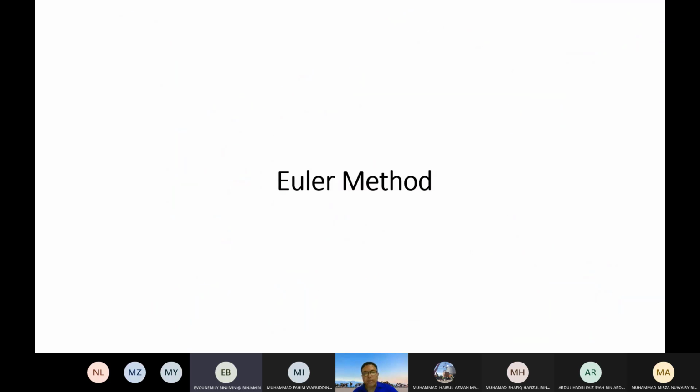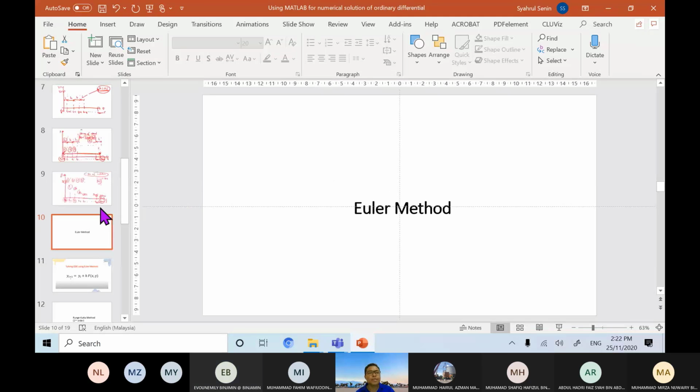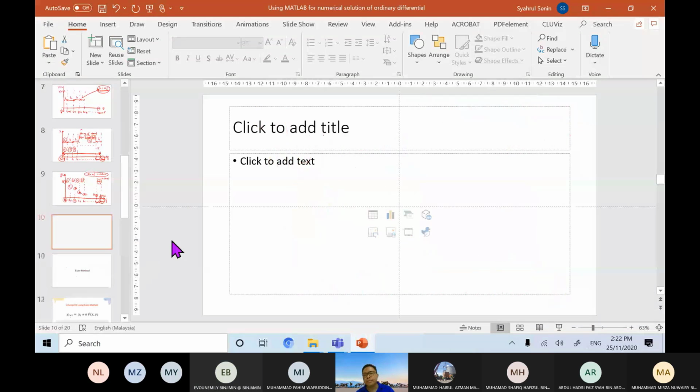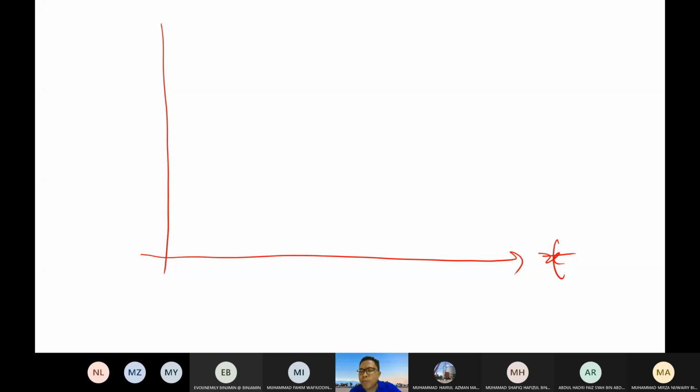Kalau tak percaya, oh sorry, saya kena ada satu slide lagi. Kita boleh tengok di sini. So this thing must be clear before we use Euler. If you don't clear with this, then it is not easy to follow.